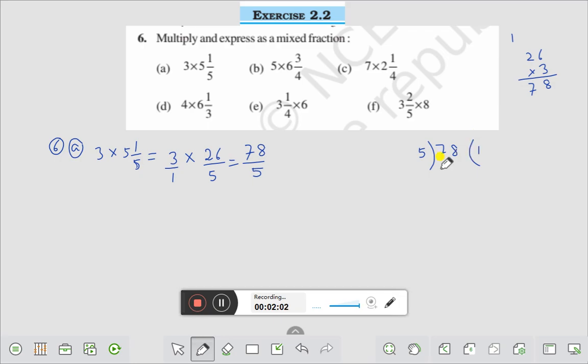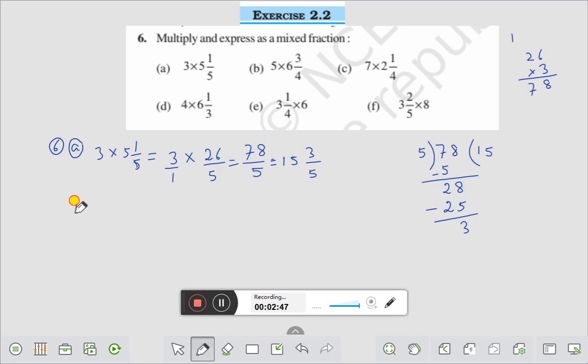5 sevens are 35, 3 carry, 5 ones are 5, 7 minus 5 is 2, 2 here, 8, 28. Then 5 fives are 25, that is 28 minus 25, that is 3. We are getting 15 whole 3 by 5. The quotient is 15, remainder is 3 and divisor is 5. The 15 whole 3 by 5 is the answer of question number A.